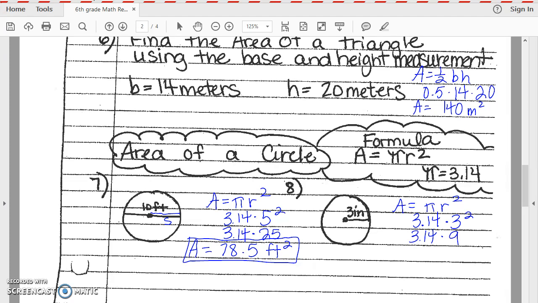Use your calculator to solve it. 28.26. A equals 28.26 inches squared. Box that as your final answer.